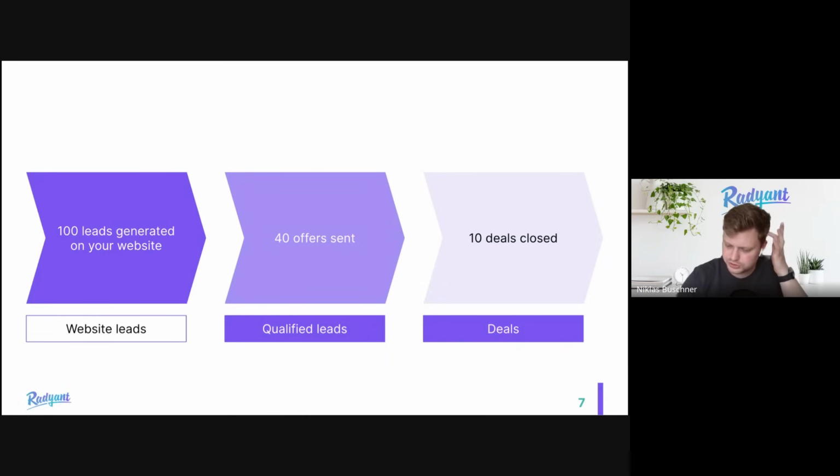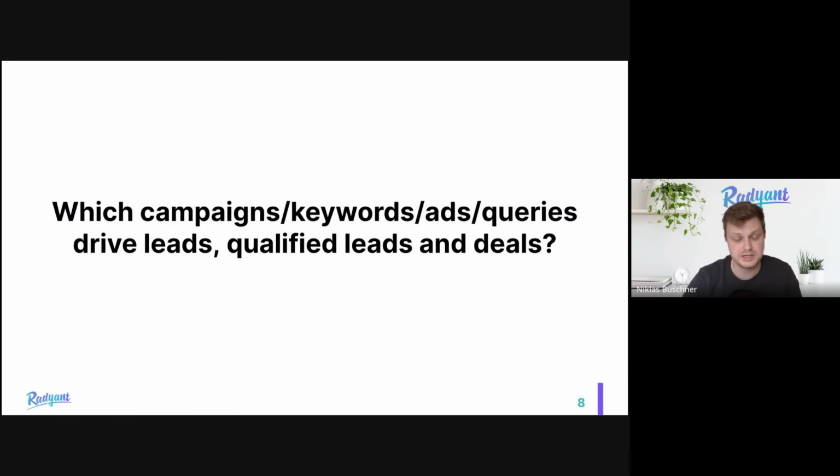And using offline conversion tracking, so you might think, okay, but I'm generating leads in Google Ads and I push them to my CRM or however, and I know that, for example, I have a quota of 40% of the leads are offers, and then of that 25% are deals. But what's very important is that you want more transparency. So basically you want to be able to answer the question, which campaigns, keywords, ads, or queries actually drive leads, but then also drive qualified leads and drive deals.